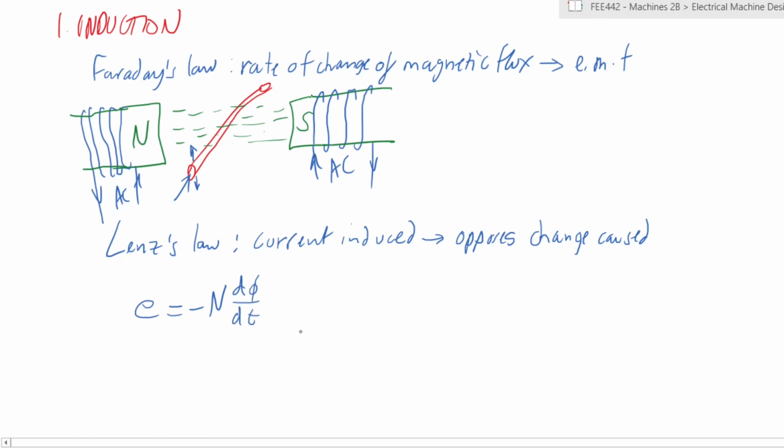The electromotive force, the EMF, is equal to the number of turns in the coil, N, and the rate of change of the flux, dΦ/dt, Φ being the flux, t being time. All you need is a changing magnetic field and a current carrying conductor in the form of a coil or a winding, and you will be able to create an EMF.